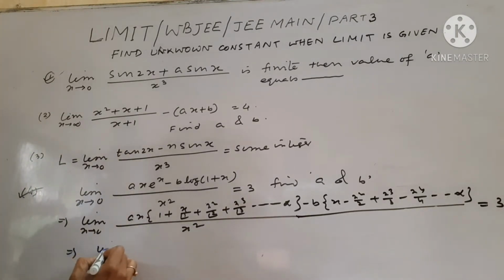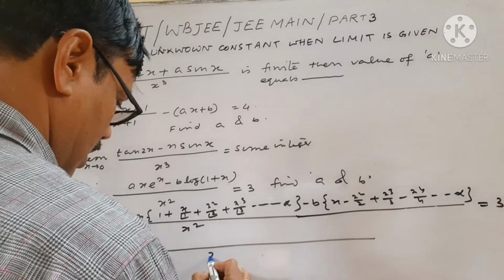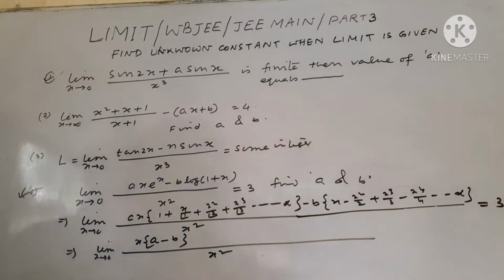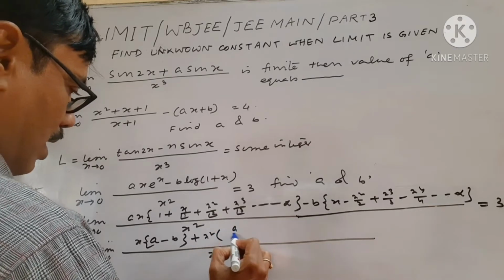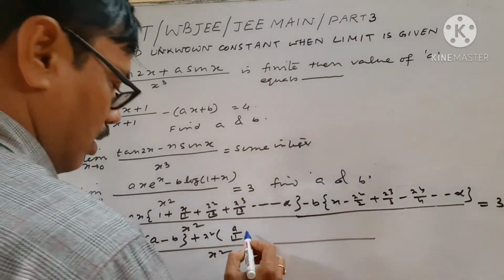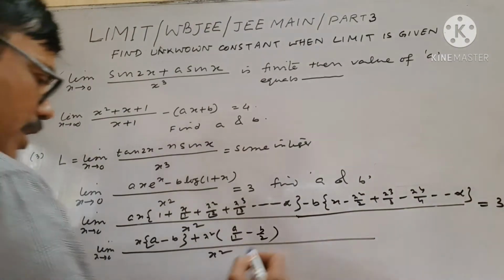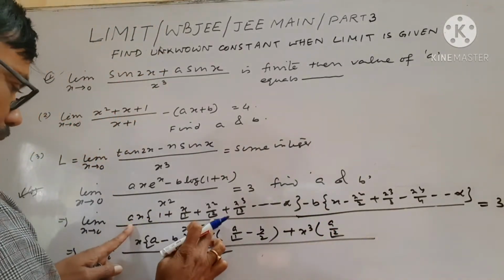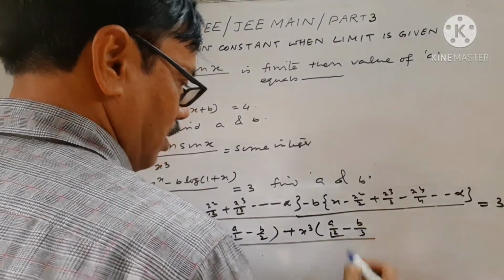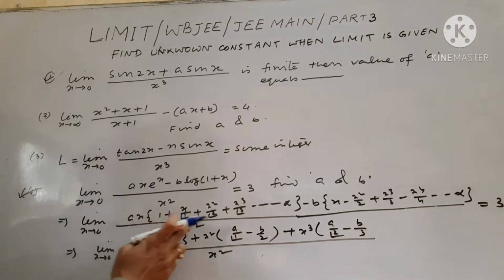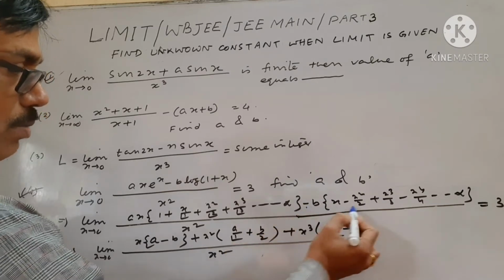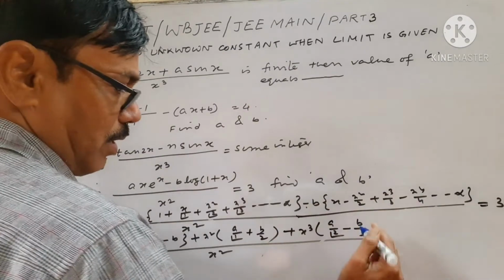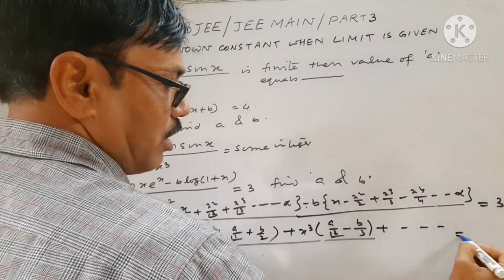Now, this implies limit as x tends to 0, taking x common: x times (a minus b), plus x square times (a by factorial 1 minus b by 2)... wait, here it is: x square common, a by factorial 1 plus b by 2, because minus times minus gives plus. Then x cube times (a by factorial 2 minus b by 3), all divided by x square, equals 3.